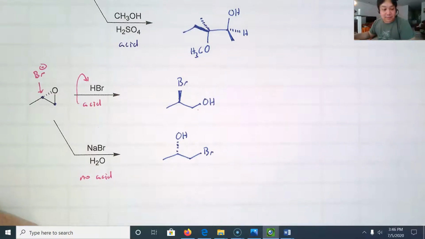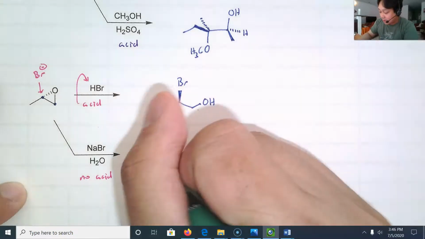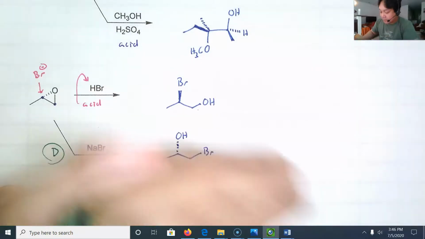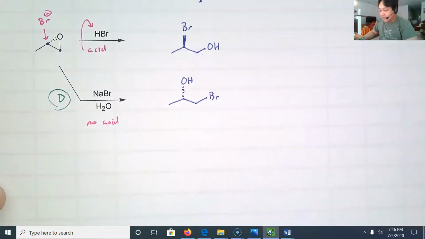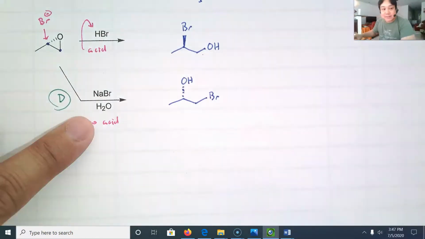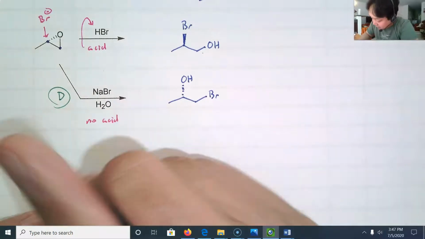Let me show you the mechanism, and we'll do the easier one first. Let's do this one here. This is reaction D. I'll do it on this paper. So D, no acid, and we have this molecule.